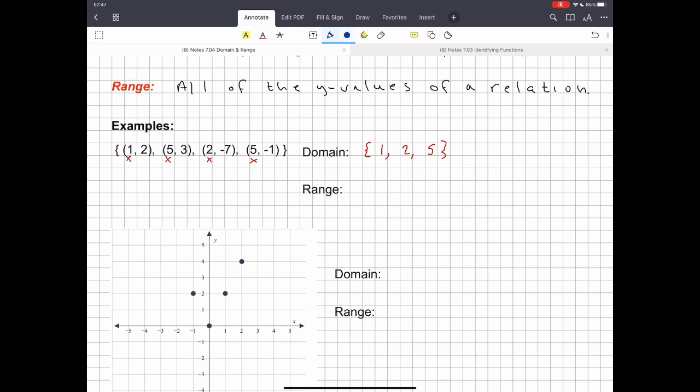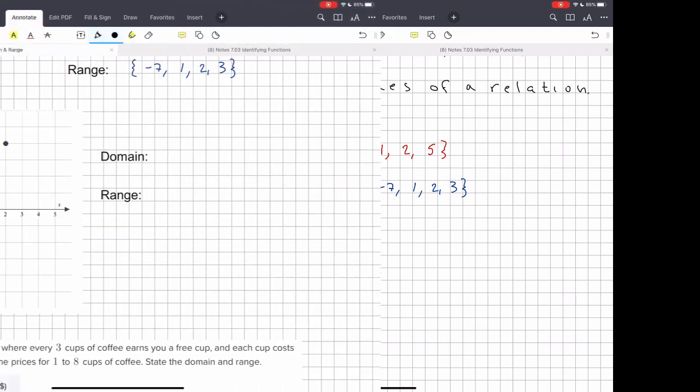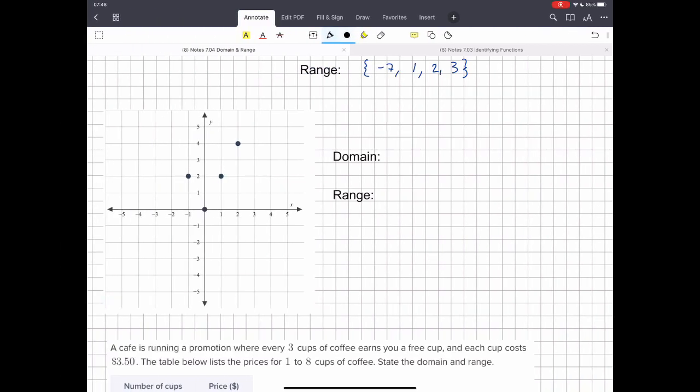The range is the y values, so I'll go ahead and mark those. And again, we have to put them in the brackets. And these have to be listed in order from least to greatest, not in the order that they appear. So my range here is -7, 1, 2, and 3. So that's the domain and range of a relation given to us as a set of ordered pairs. In the next example, we'll look at how to find the domain and range of a graph.